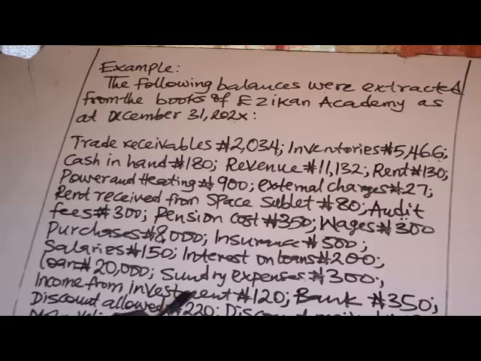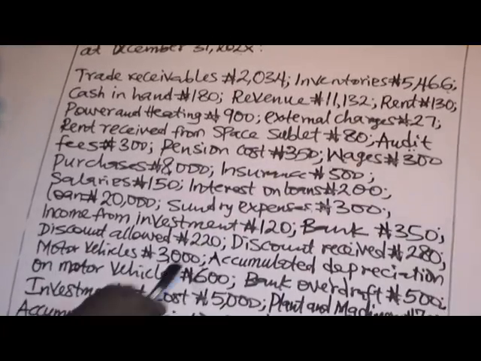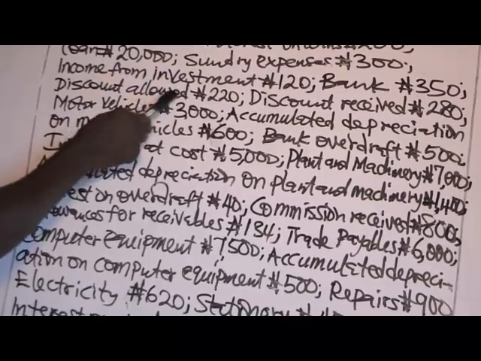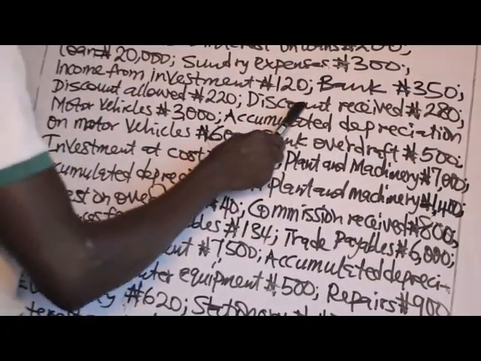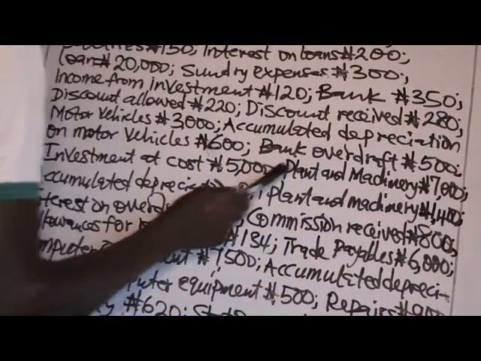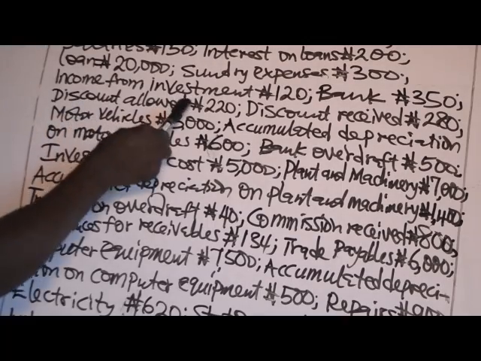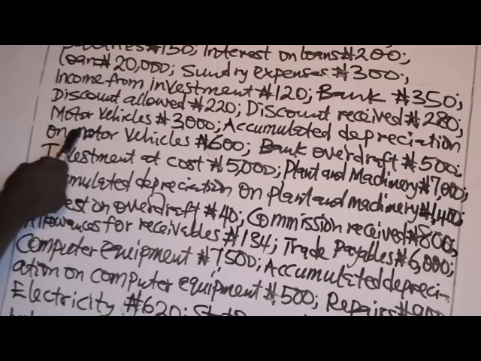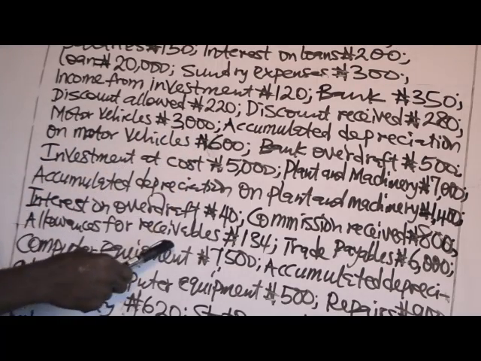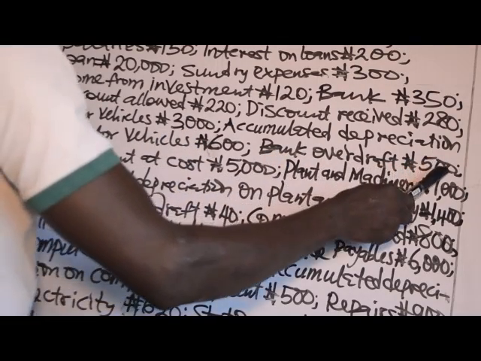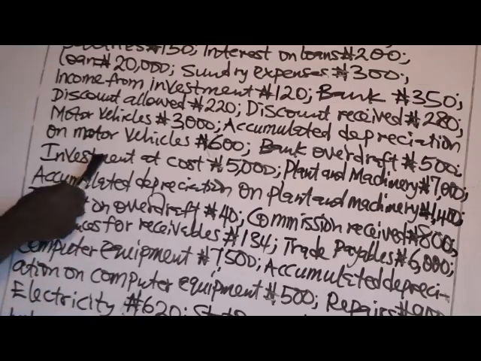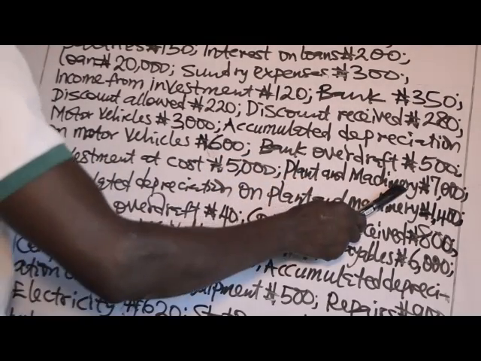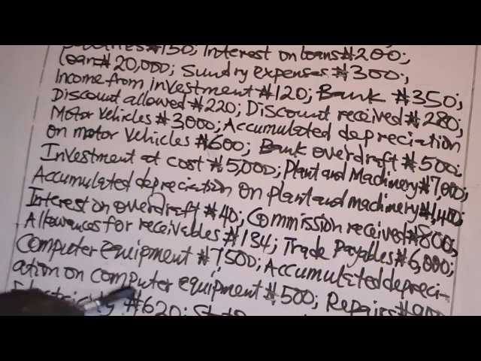Income from investment 120 naira. Bank 350 naira. Discount allowed 220 naira. Discount received 280 naira. Motor vehicles 3,000 naira. Accumulated depreciation of motor vehicles 600 naira. Bank overdraft 500 naira. Investment at cost 5,000 naira. Plant and machinery 7,000 naira.